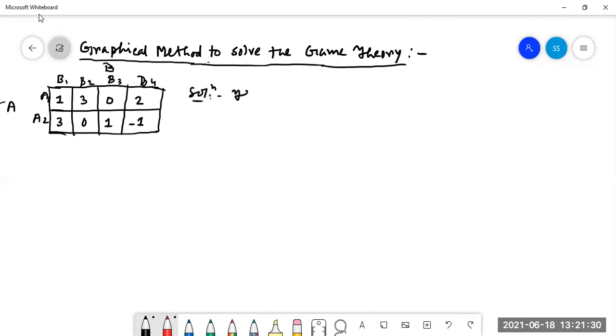The given game has no saddle point. So there is no saddle point. So this game is a mixed strategy.